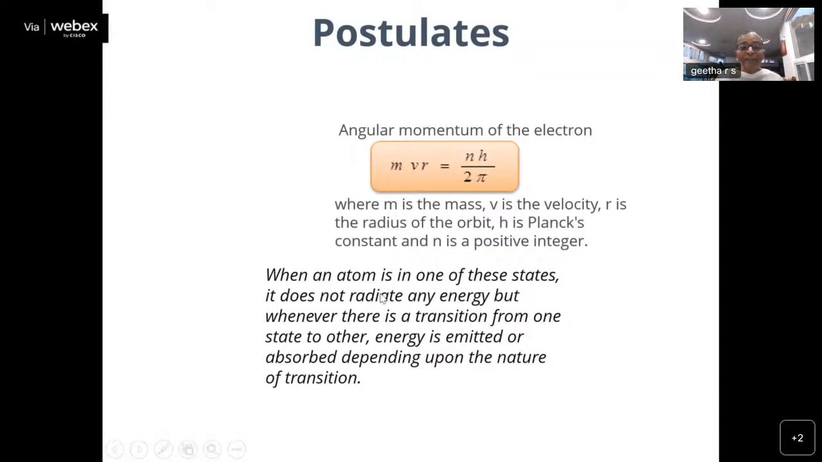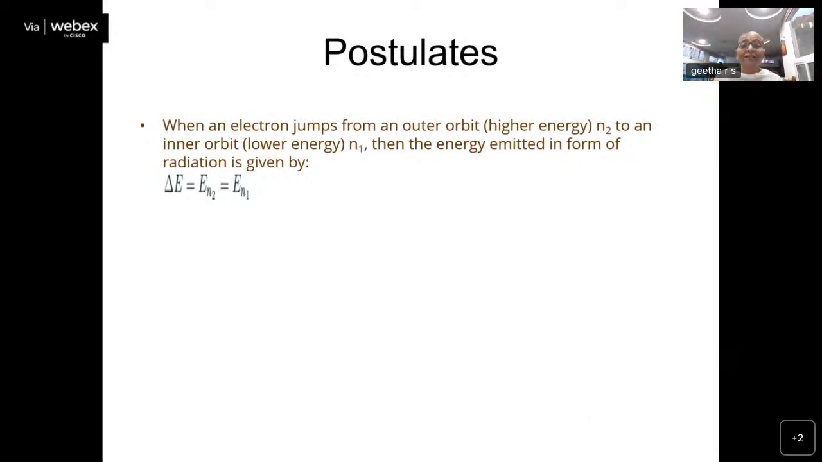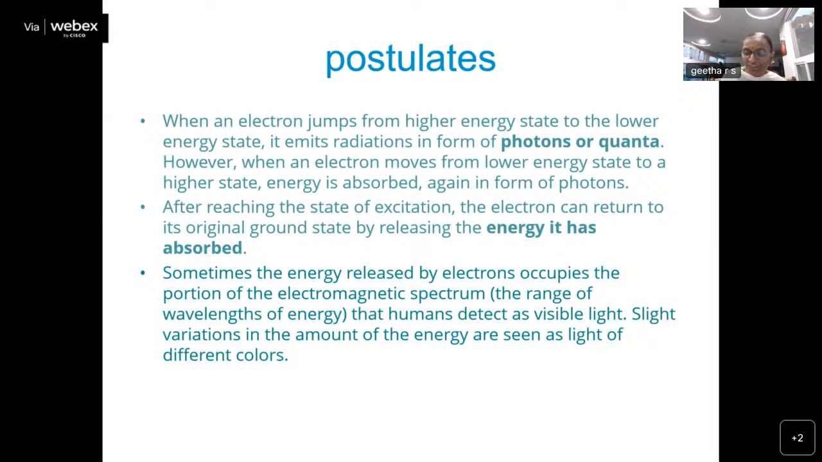All right. See, this is the important first postulate of Bohr. This angular momentum is very, very important. So the electron does not radiate energy. And when it comes from one state to another, see, this is the important thing, it jumps from a higher energy orbit to a lower energy orbit. The difference in the energy of those orbits is given out in the form of radiation. See, these are the postulates. That is what I was telling you.